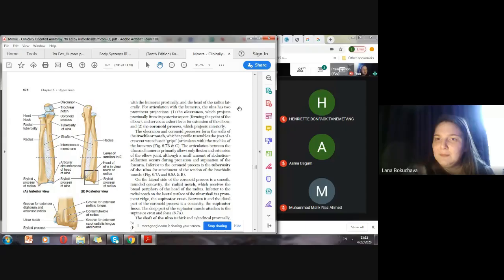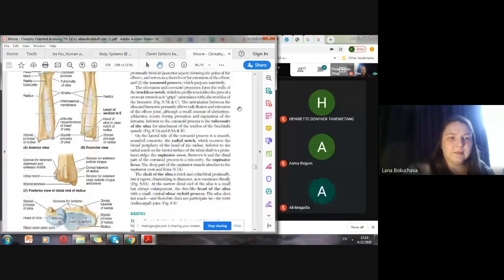I don't know what has happened with my computer. Okay, sorry, I really don't know what has happened. Just a second, please. Can you see my screen? Because I really don't know why it was black.